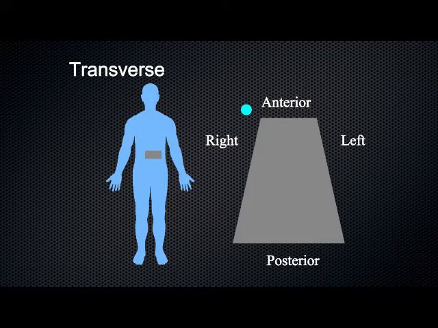What this looks like on the screen is when you're doing the transverse view, the probe is going to be side to side on the patient's belly. The probe marker is going to be to the patient's right. So what you're looking at on the screen, the right of the patient is going to be on the left of the screen. The left of the patient is going to be on the right side of the screen. And the skin or the anterior surface of the patient's body is up at the top of the screen, and then however deep your probe is set is going to be the posterior of the screen.